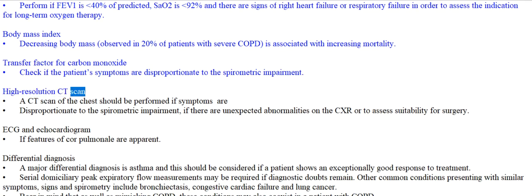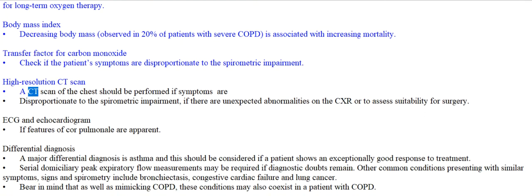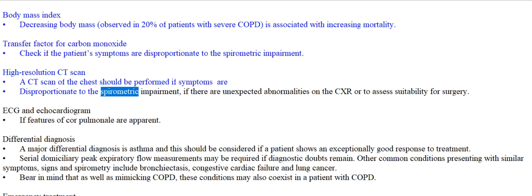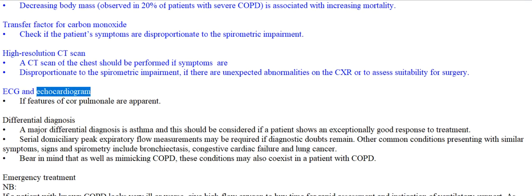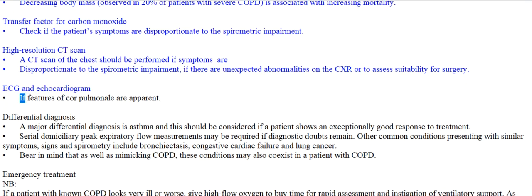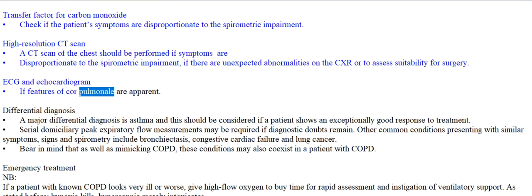High-resolution CT scan. A CT scan of the chest should be performed if symptoms are disproportionate to the spirometric impairment, if there are unexpected abnormalities on the CXR, or to assess suitability for surgery. ECG and echocardiogram. If features of cor pulmonale are apparent.